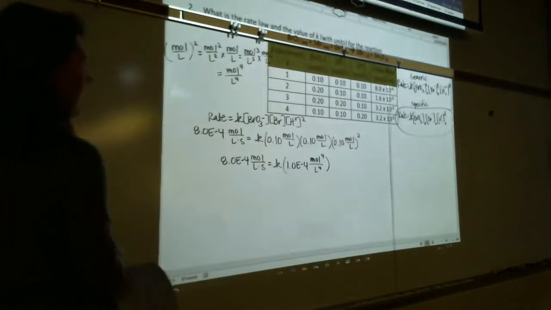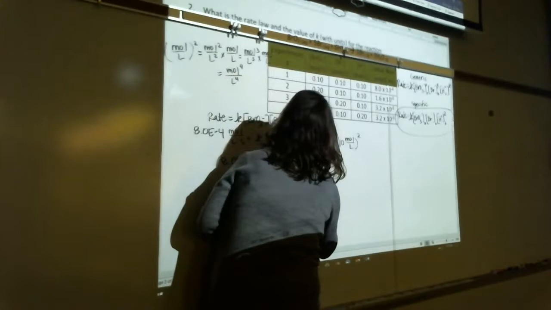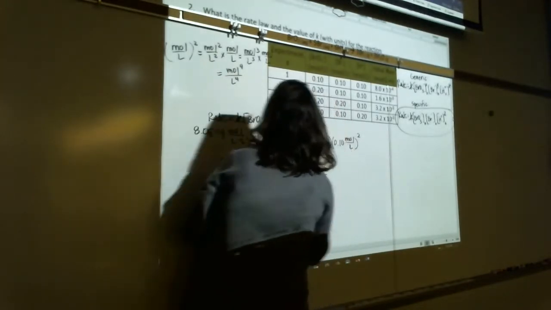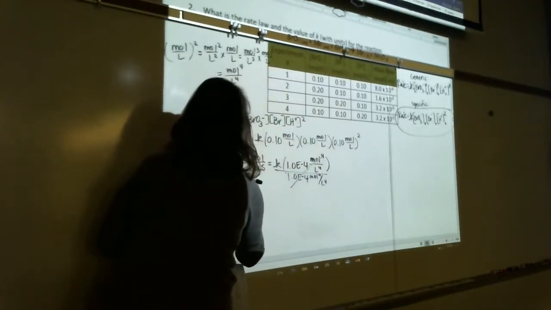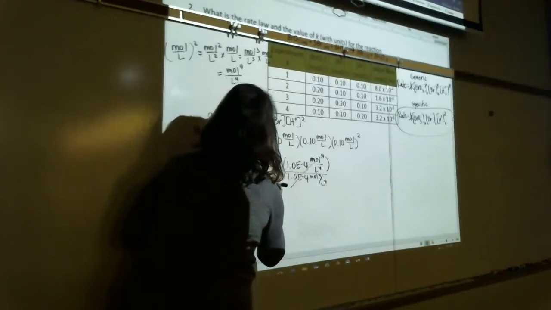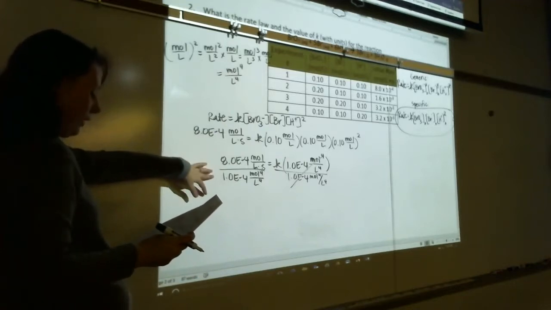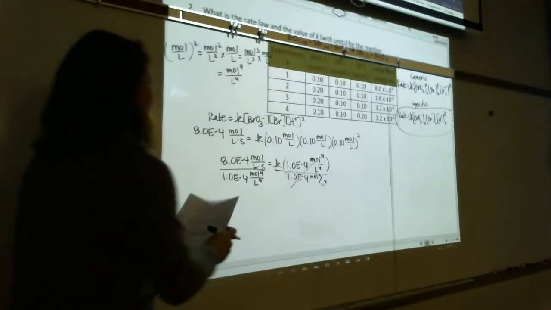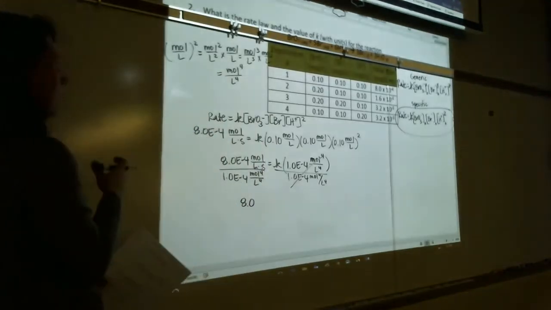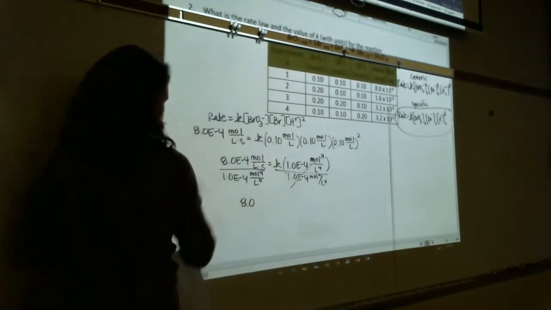So how do I get K by itself? I divide both sides by this quantity. 1.0 times 10 to the negative 4th, moles to the 4th, liters to the 4th, that goes away. And that is there. So 8 times 10 to the negative 4th divided by 1 times 10 to the negative 4th, that's just 8, right? So that part's easy. But my units are the funky part. Let's figure out what they are.